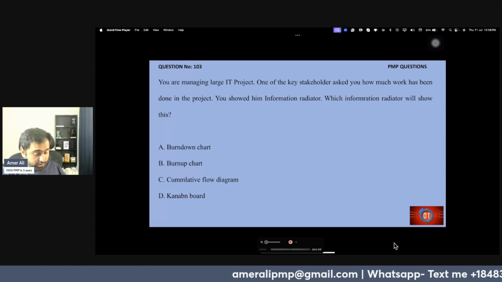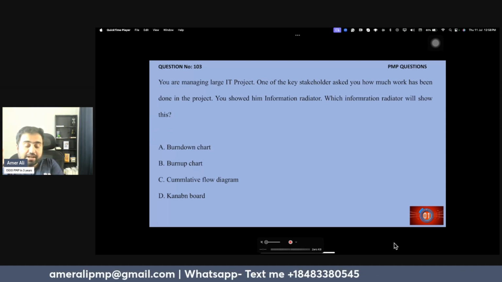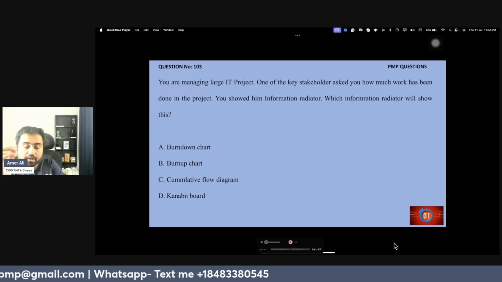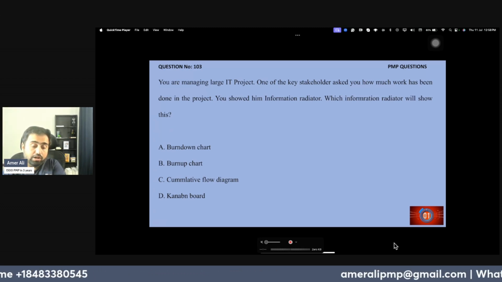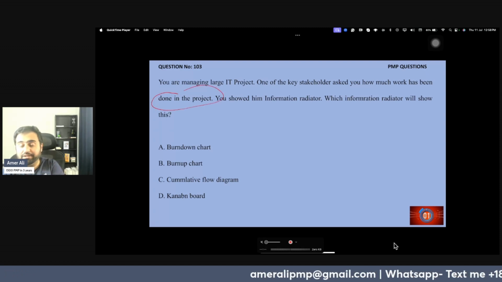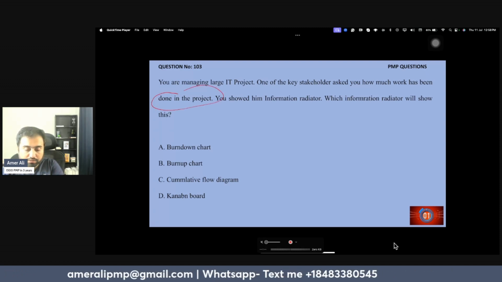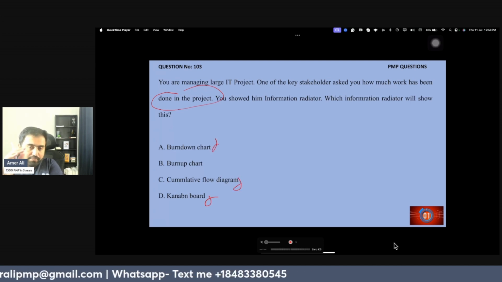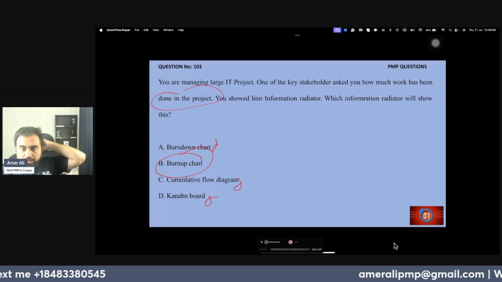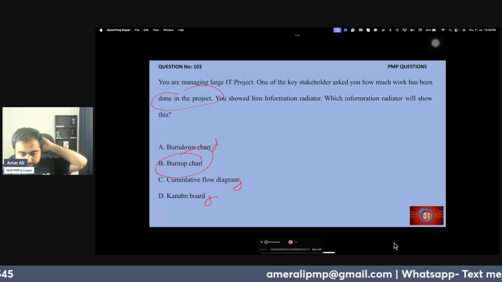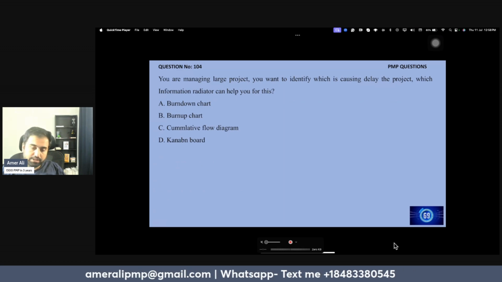Thank you, Ashraf. Thank you for sharing that. You are managing a large IT project. Stakeholder asks, how much work has been done? We are talking about how much work has been done. So which information will we use? Burnup chart. So guys, I'm explaining the topic, then putting the context so that you understand that. Next question.